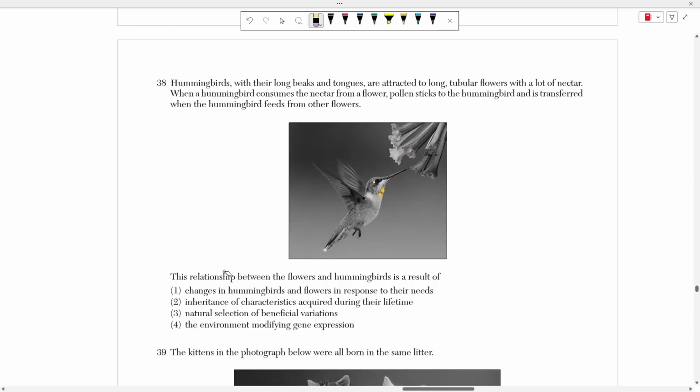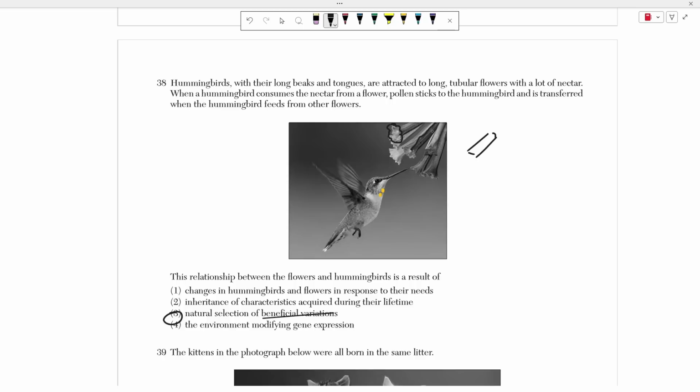So this relationship between the flowers and the hummingbird is a result of what? Well, obviously it's going to be a result of natural selection of beneficial variations, right? The long flowers evolved longer tubes, right? Obviously no flower started off just being long and tubular, right? Eventually, natural selection favored these flowers with longer tubes because pollinators could easily access the pollen inside, right?